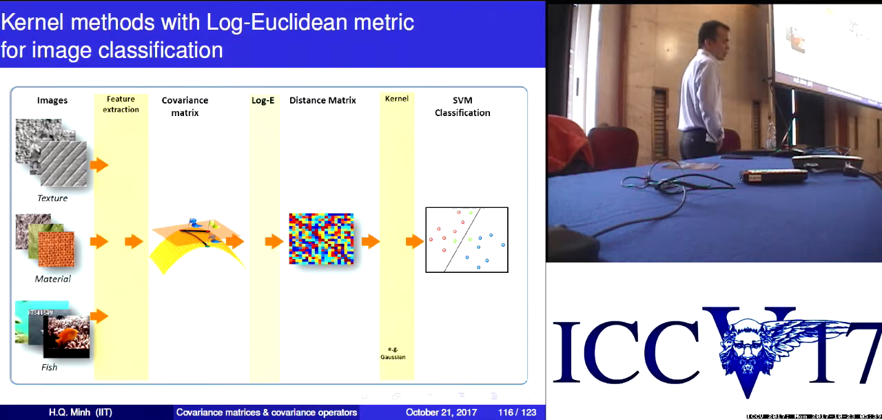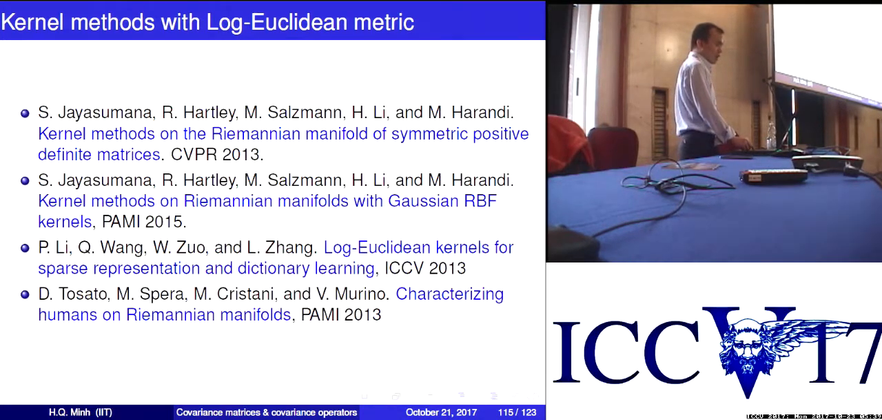If we start with some images and extract features, we can compute the covariance matrices of these features, and then compute the log Euclidean inner product or distance between these covariance matrices. Then we have a distance matrix, we can compute a kernel on top of it, and then we can apply SVM classification. So this is a schematic diagram of this work.